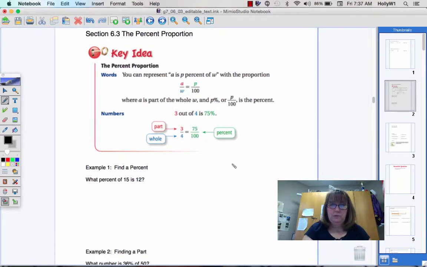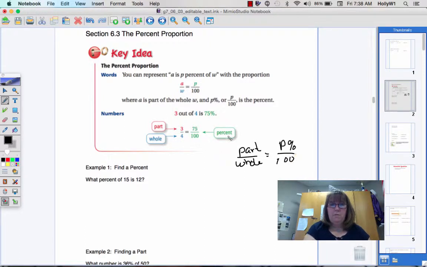And the formula is A over W. So the part over the whole is equal to the percent over 100. In this case, we write the percent as just, we strip off the percent sign and just put it over 100. So we can think of this as the part divided by the whole, which is equal to the percent divided by 100.